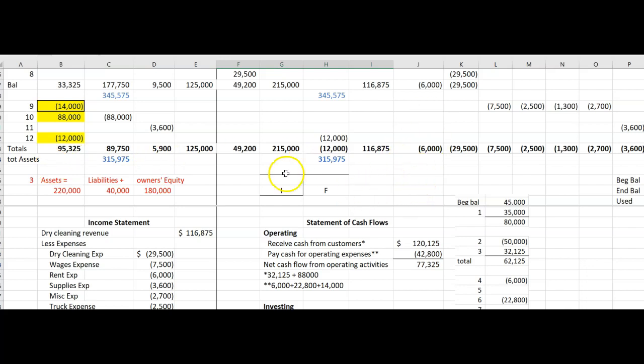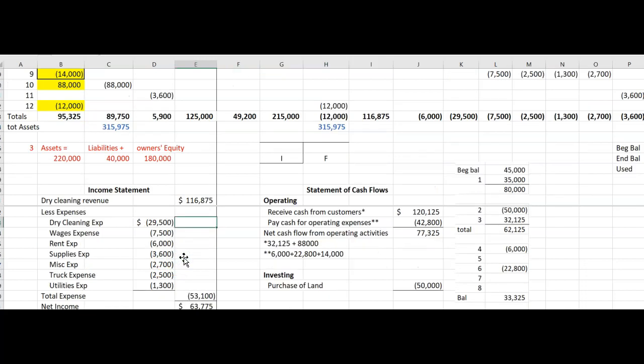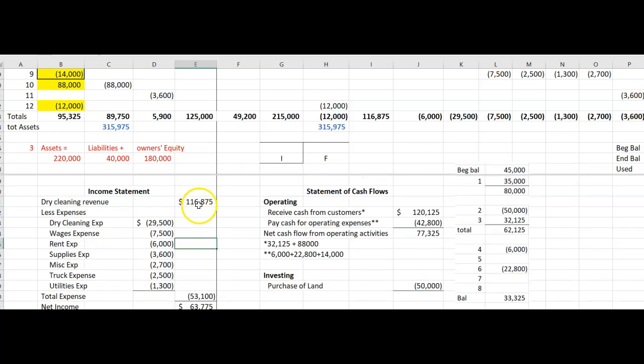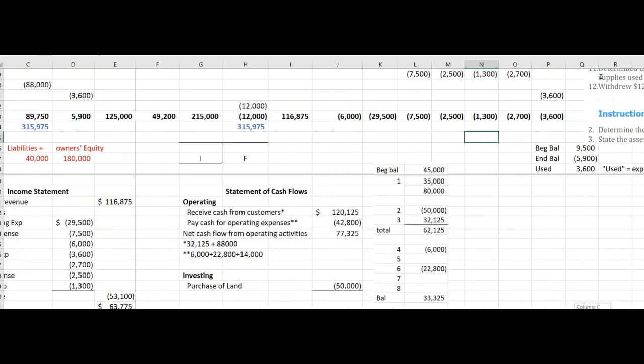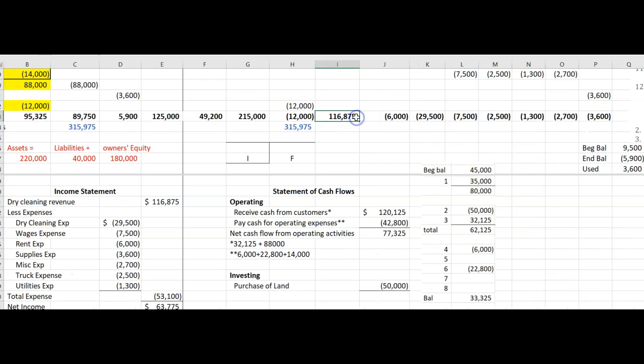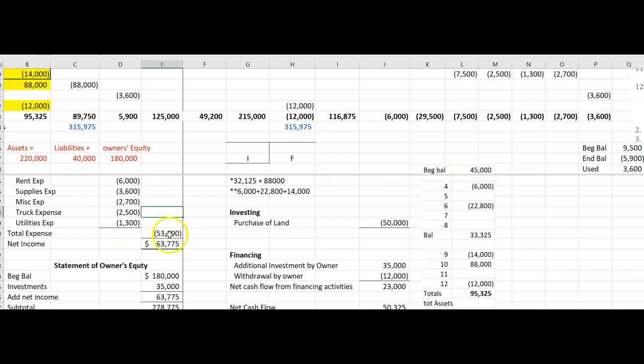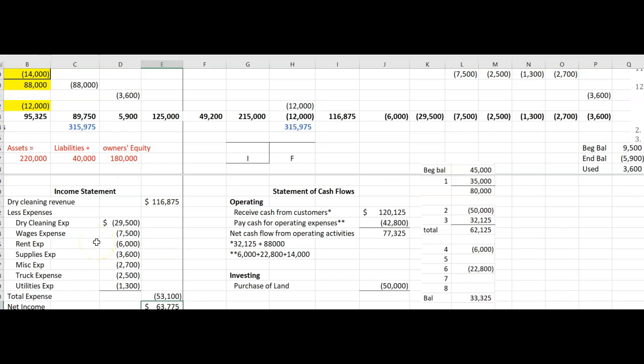Once we get this done, we want to do the income statement first. The screen is split. Here's the income statement. We have revenue of 116,875, and that's from up here. And then here are all of our expenses: 29,500 for dry cleaning, wages, rent expense, supplies expense, miscellaneous truck expense, utilities, a lot of different things. Total expenses are 53,100, and there's our net income. The income statement will always have on it revenue minus expenses, which gives you net income.